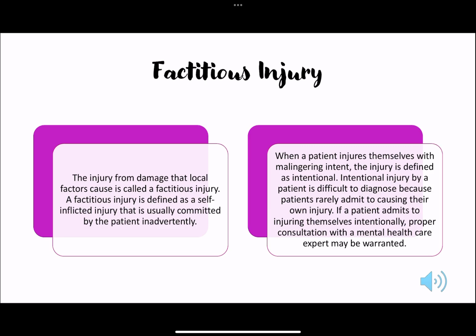However, when a patient injures themselves with bad intent, that injury is defined as intentional injury. Intentional injury by the patient is hard to diagnose because a lot of the time the patient does not divulge their issues to the doctor. However, if a patient does admit to the doctor that they're injuring themselves intentionally, the doctor has an ethical decision to make, which usually follows with them providing resources for mental health care.